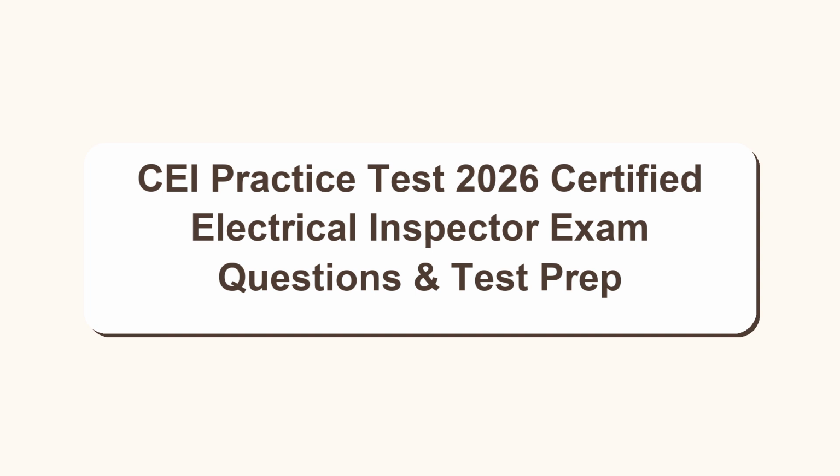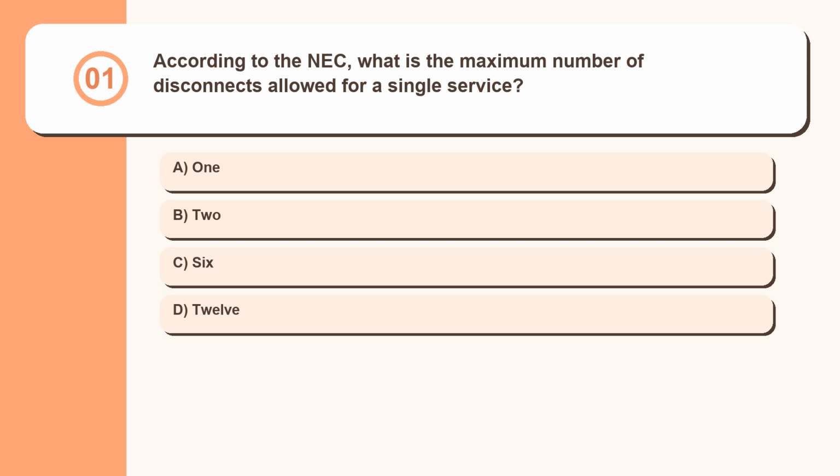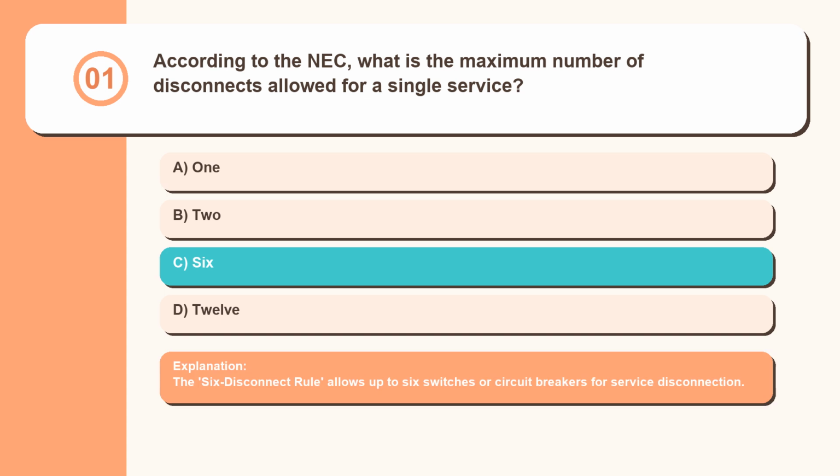CEI Practice Test 2026. Certified Electrical Inspector Exam Questions and Test Prep. Question 1. According to the NEC, what is the maximum number of disconnects allowed for a single service? 1, 2, 6, 12. The 6 disconnect rule allows up to 6 switches or circuit breakers for service disconnection.